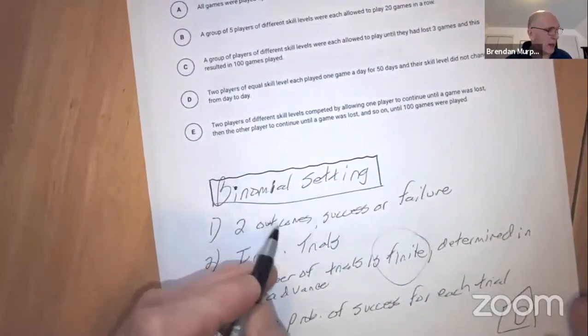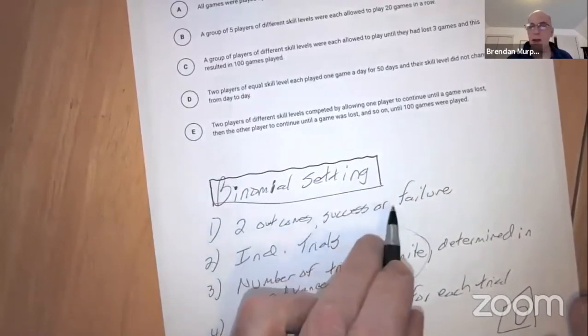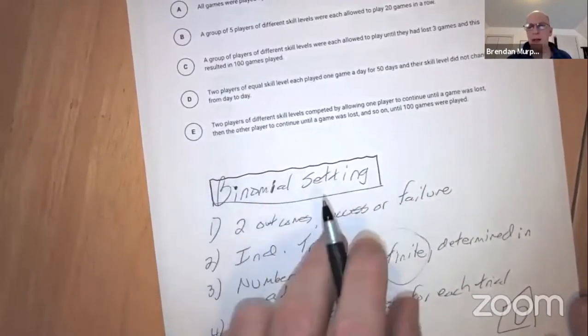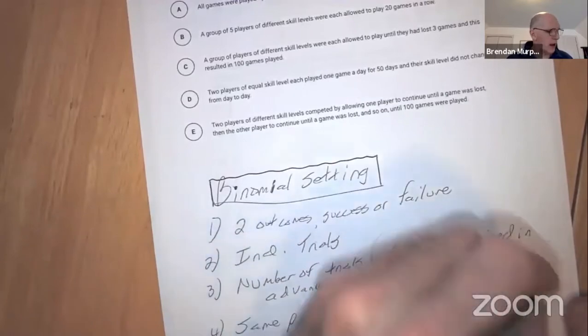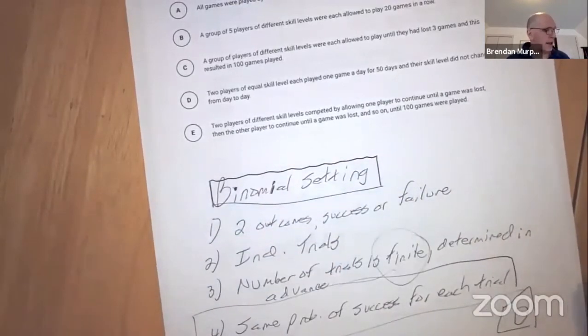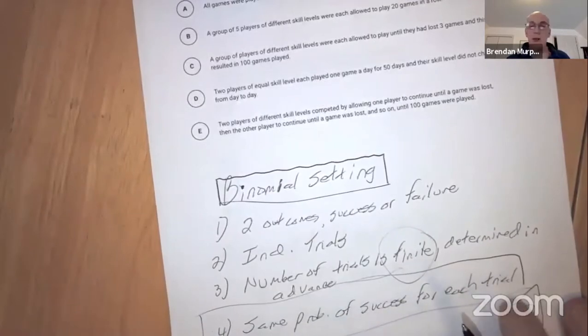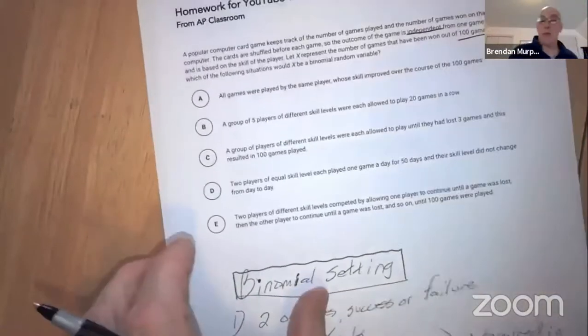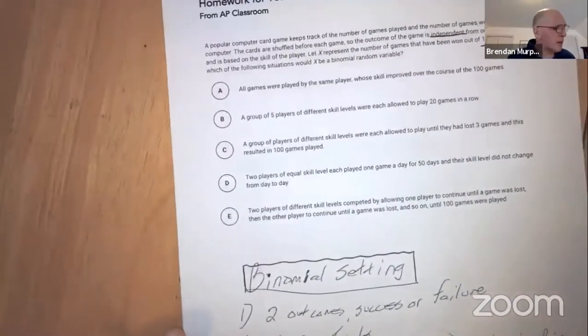I guess I have met the first one as well, right? We either win or lose the game. It didn't actually say lose, but it feels like we win or lose. And so I kind of focused in on this fourth one here, the same probability of success for each trial. So that's sort of what I was looking at before I did the problem.